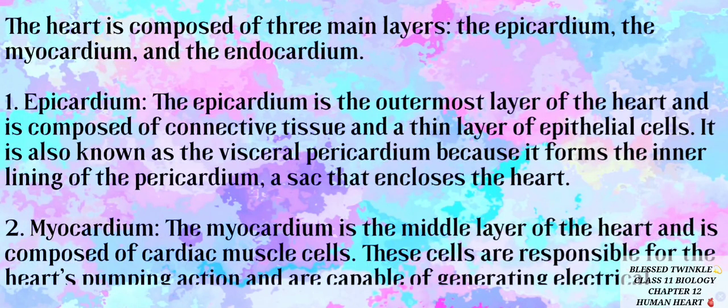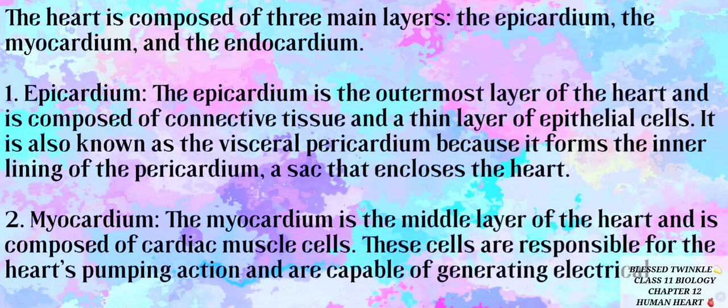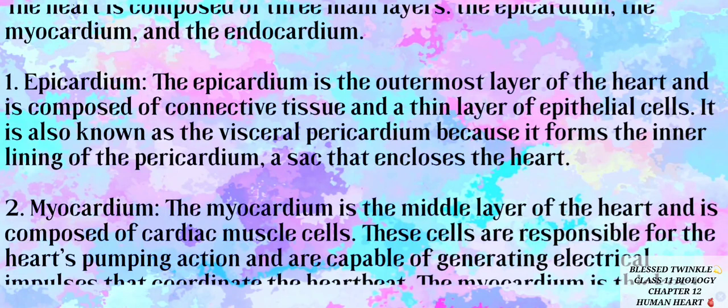The human heart is composed of 3 main layers: the epicardium, the myocardium, and the endocardium. Okay, first of all I am going to give you a one-line introduction to the 3 layers: epicardium, myocardium, and endocardium. Okay, listen to me very carefully.